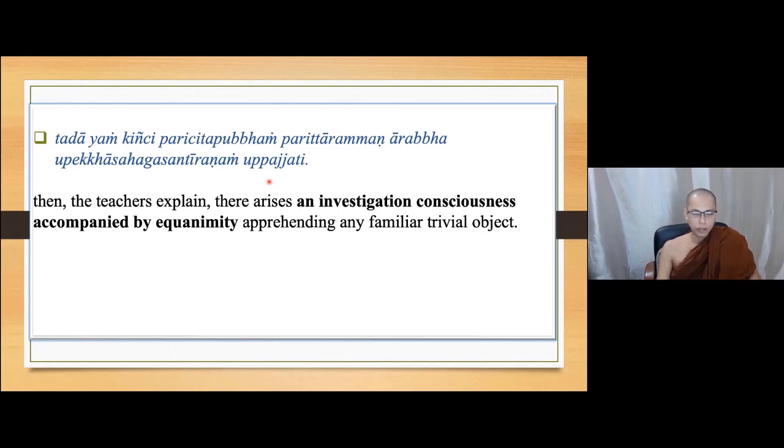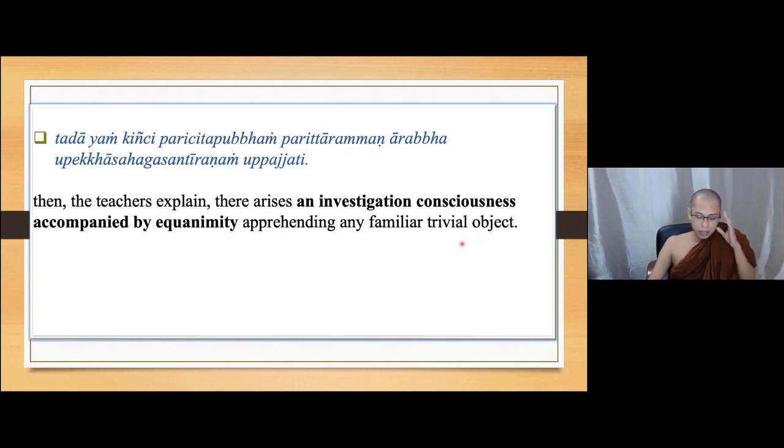Okay, so if it happened to him, the teachers explain. The senior teacher explained what happened at that moment: an investigation consciousness accompanied by equanimity. This is also one of the consciousnesses that can perform the registration, but in this case it does not perform the registration function, but it arises.